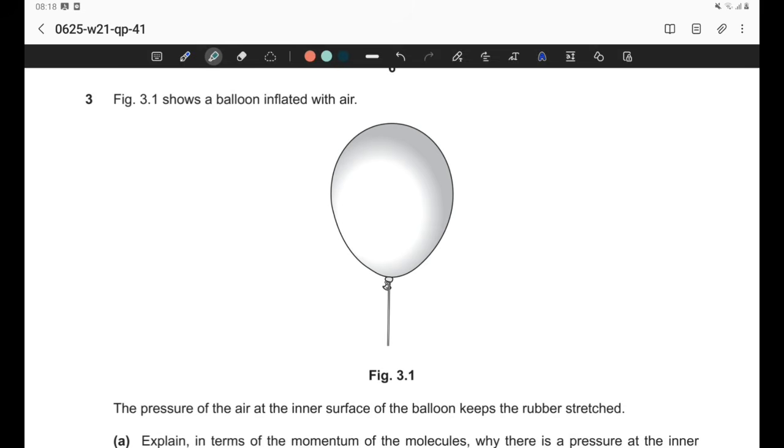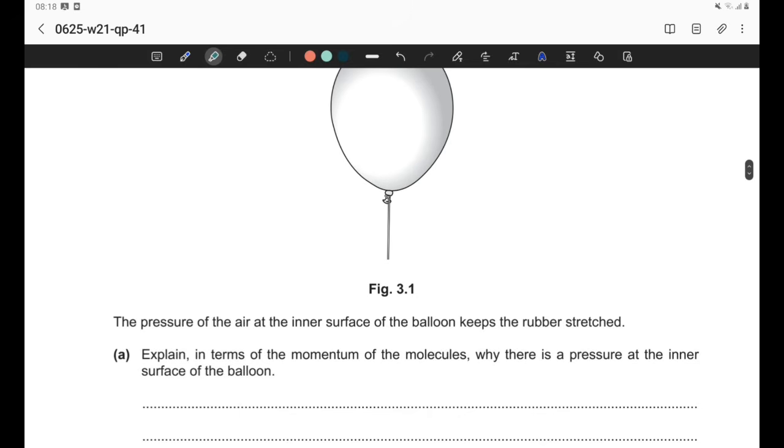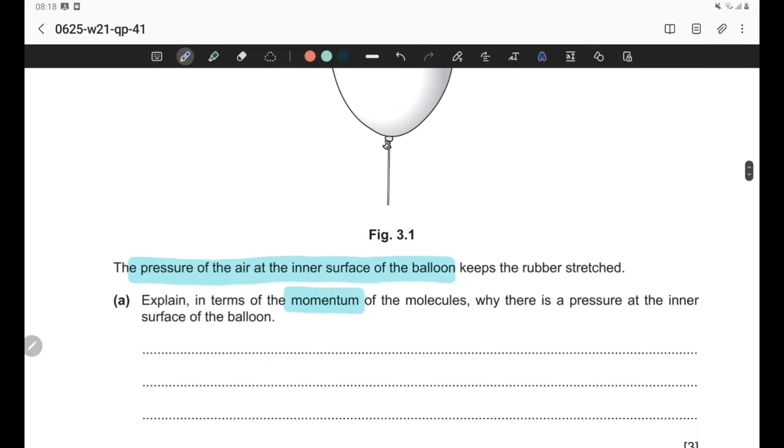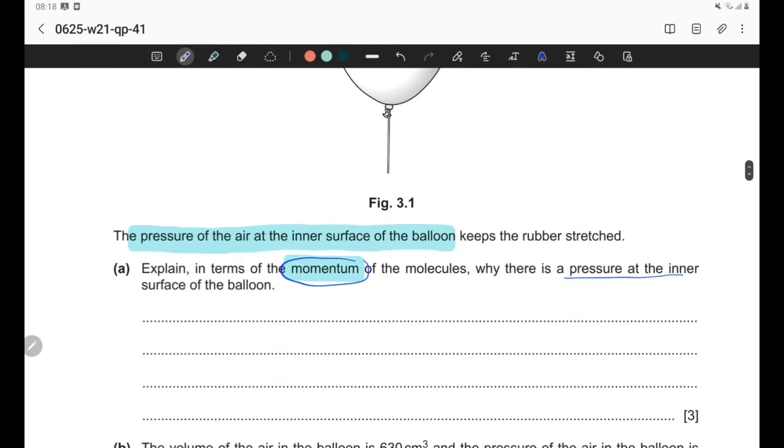Question 3. Figure 3.1 shows a balloon inflated with air. The pressure of the air at the inner surface of the balloon keeps the rubber stretched. Explain in terms of momentum of the molecules why there is a pressure at the inner surface of the balloon. So this is a frequently asked question in many past papers and a very important question, where we need to explain in terms of momentum how the pressure at the inner surface of a container is experienced due to the gas inside it. This is a 3-mark question, so we have to include some important keywords.